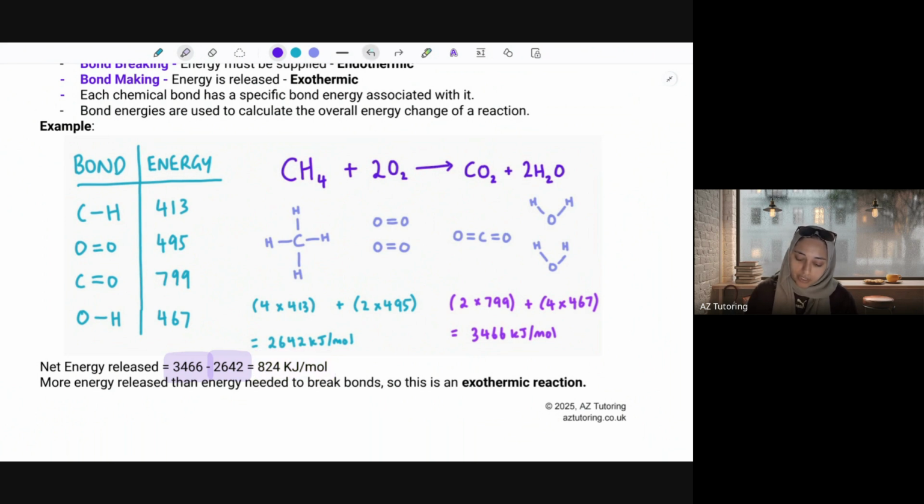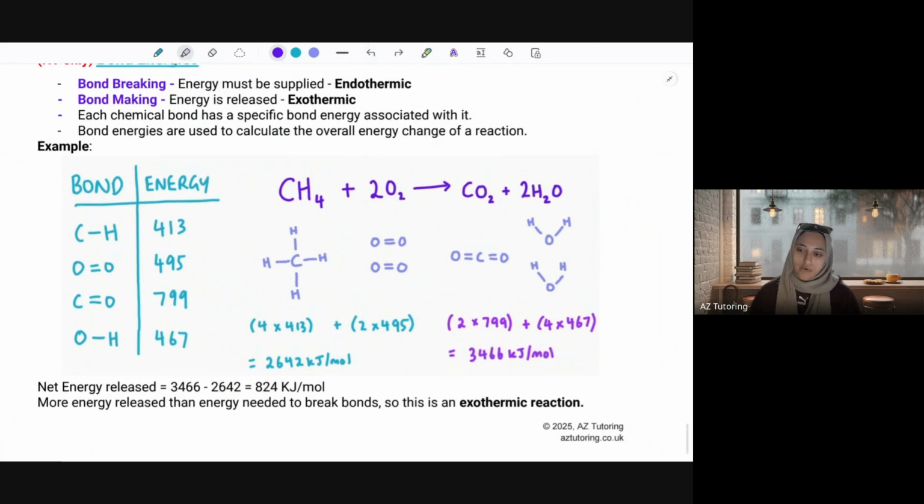But just remember, if you've got more energy released, that's an exothermic reaction. So if your products are bigger than your reactants with the energy per mole, then it's an exothermic reaction. Likewise, if it's smaller than the reactants, then it's an endothermic reaction.